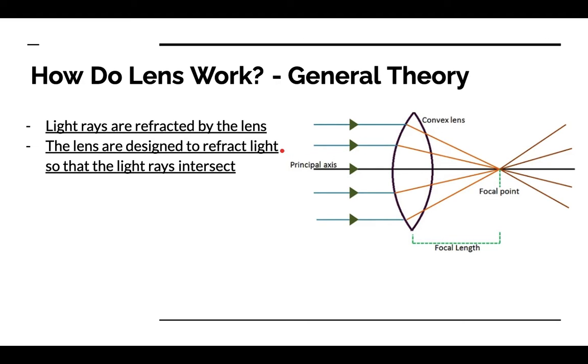So lenses are designed to refract light so the light rays intersect. For a convex lens, that is. For a concave lens, something else slightly different occurs. We don't get light rays intersecting, we get virtual light rays intersecting.